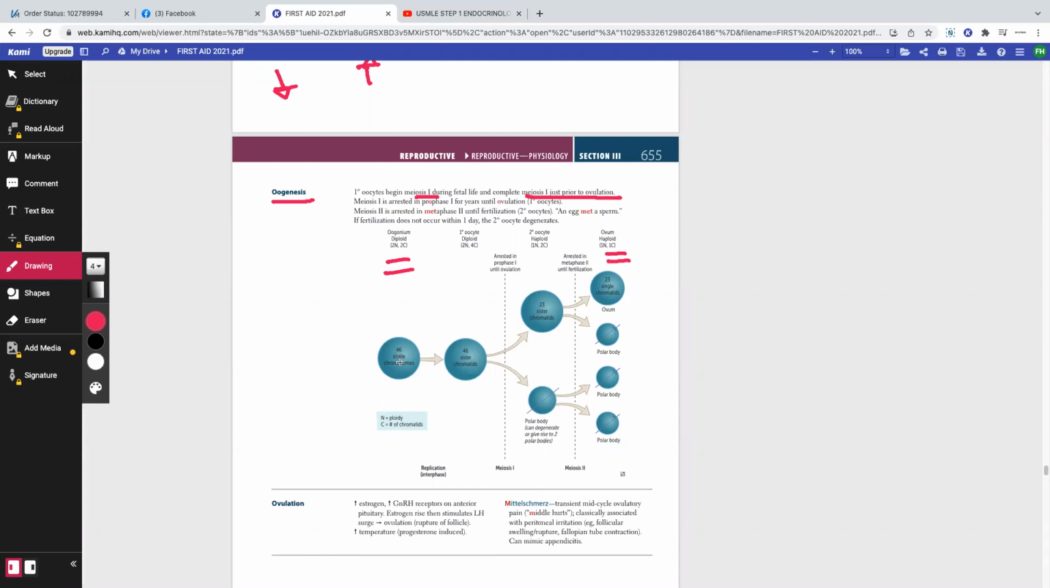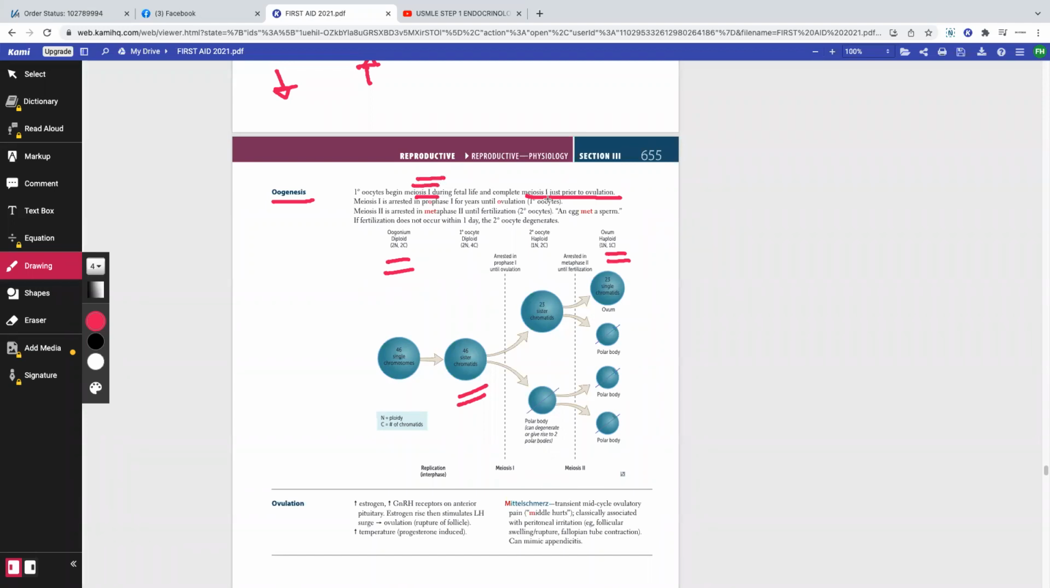First and foremost, you have the diploid oogonium that forms the primary oocyte. Then from this primary oocyte, this is where there's an arrest in development. So always remember this. This is a question in your Step 1 exam. Prior to ovulation, at which stage does the female sex cell stay? The answer is meiosis 1.